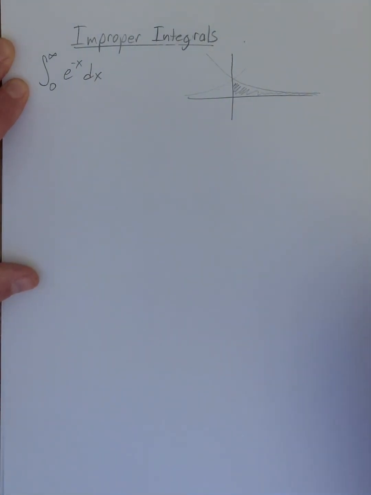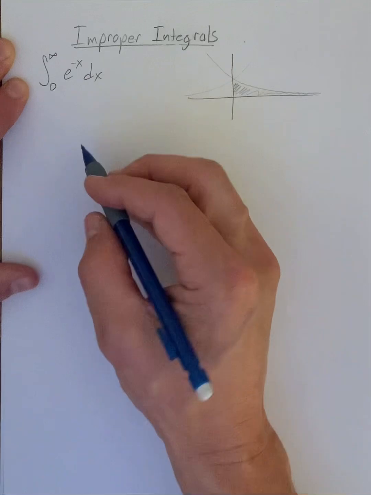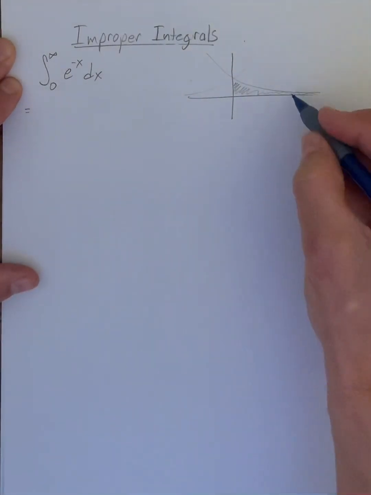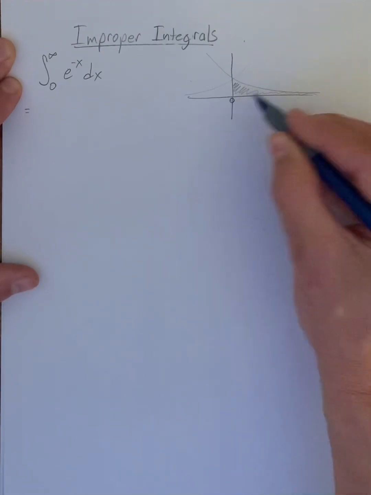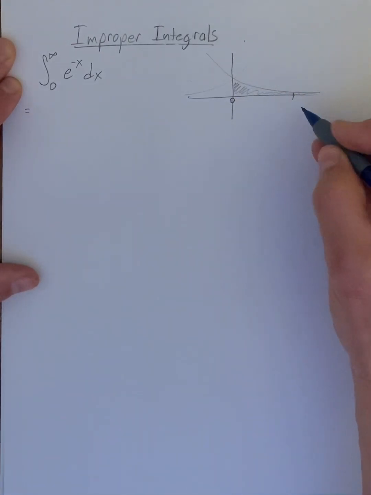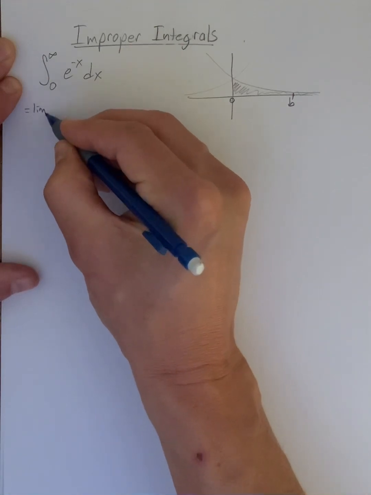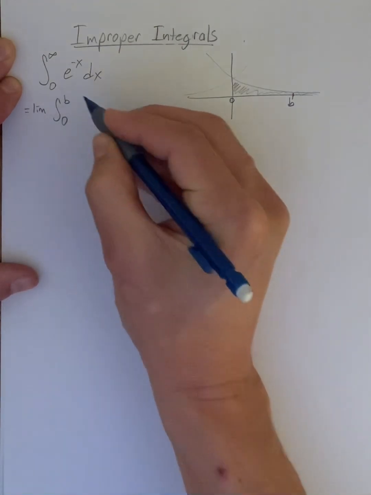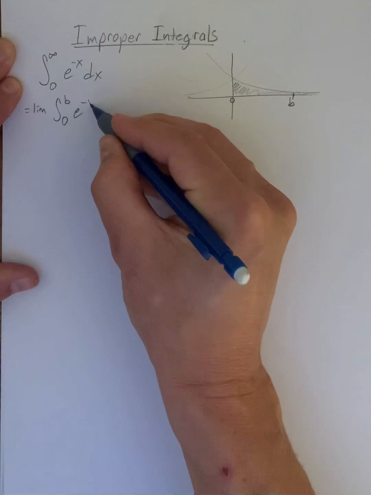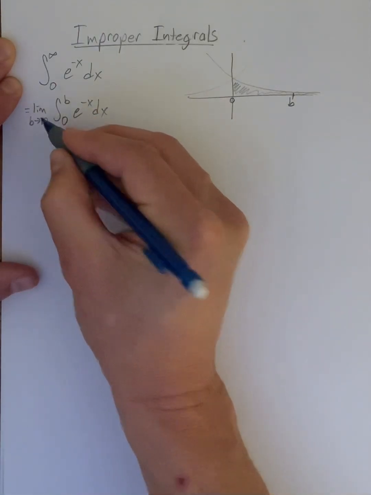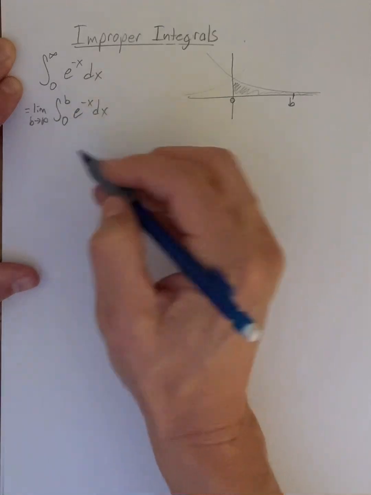Well, we ask it the same way we ask a whole lot of questions in calculus. We say, how could you get close to that? What if you didn't go from 0 out to infinity? What if you went just from 0 out to some number b? Regardless of what b is, you could ask that. And if you wanted to get closer, let's ask what happens as b goes to infinity. Well, this integral is just fine.